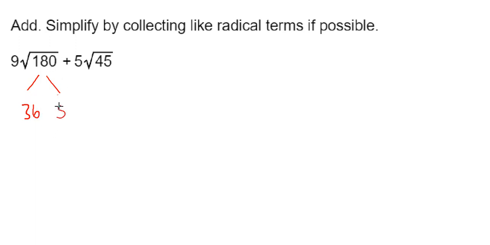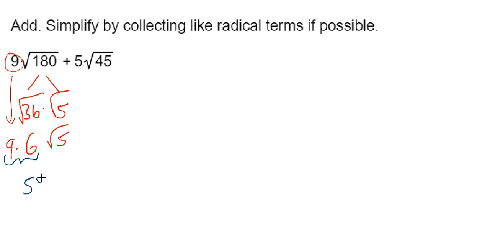36 times 5 is what gives me 180. I apply the square root to each of those separately. The square root of 36 is 6. The square root of 5 copies down. Now we do have a 9 in front of this square root, which also needs to get copied down. And it's going to get multiplied to what we just found when we simplified the square root of 180. And because these are being multiplied, we can actually multiply these numbers together, right? So 9 times 6 is going to give me 54 square root of 5.